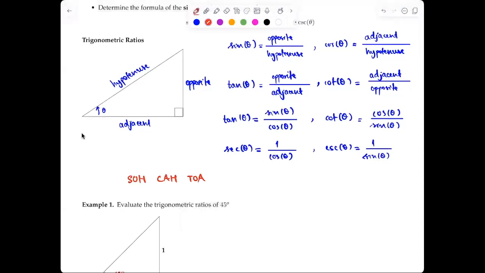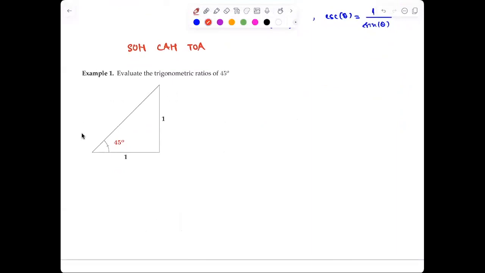All right, so we're going to use these ratios to evaluate the sine, cosine, tangent, cotangent of some special angles. Let me start with something easy. In this example one, I have a right triangle where one of the angles is 45 degrees. So in this case, the other angle is also 45 degrees. We're going to calculate sine of 45 degrees, cosine of 45 degrees, and so on, so the six trigonometry ratios of a 45 degree angle.